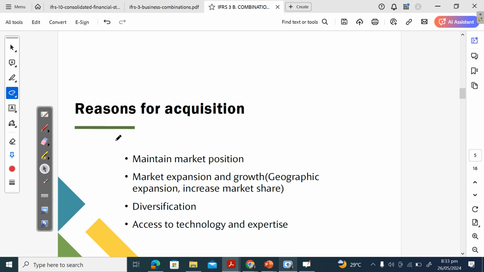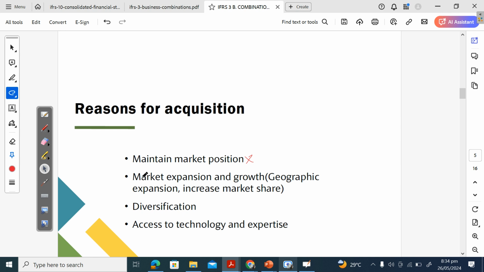Let's look at the reasons for acquisition. There are a number of reasons, and these are some of them. One of them is to maintain market position. If you are a company and you want to maintain your market position, assuming there's strong competition in the industry, you can acquire other companies in order to be strong in the industry.